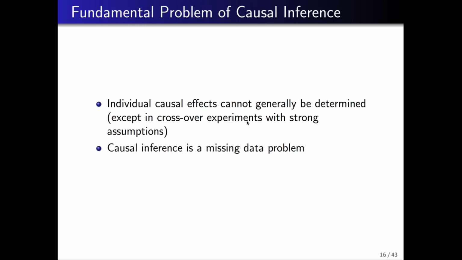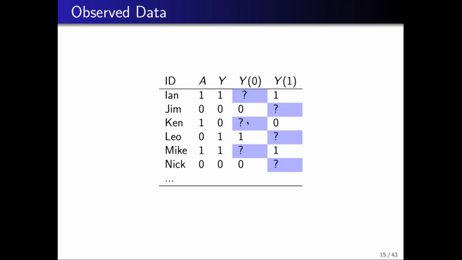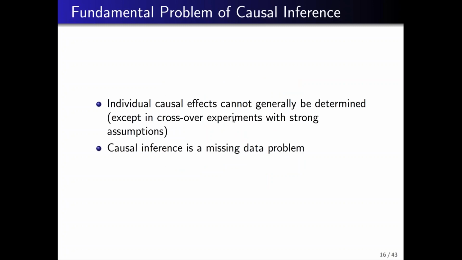So individual causal effects cannot generally be determined, except if you have some crossover experiment in which you make very strong assumptions. And the reason is because I can't compare for Ian what his outcome would be under treatment versus his outcome under control because of these question marks. I can't compare this 1 to this question mark because I don't know the question mark. I can't compare this 0 to this question mark because I don't know the question mark. So I can never, except if you make some strong assumptions and do some kind of crossover experiment, learn about individual level causal effects. So some people have thought of causal inference as basically a missing data problem because I don't know those question marks.